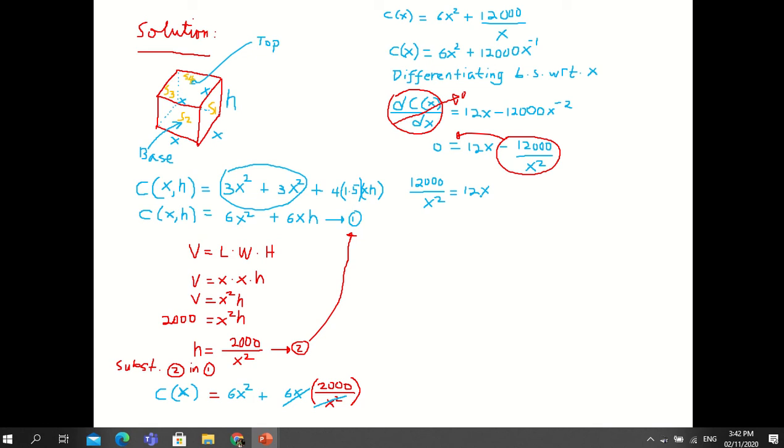Now to solve for x, you can multiply both sides by x squared, or you just cross multiply x squared to the other side. So multiplying both sides by x squared, so x squared divided by x squared, this becomes 1 times 12,000. So on the left side we have 12,000.